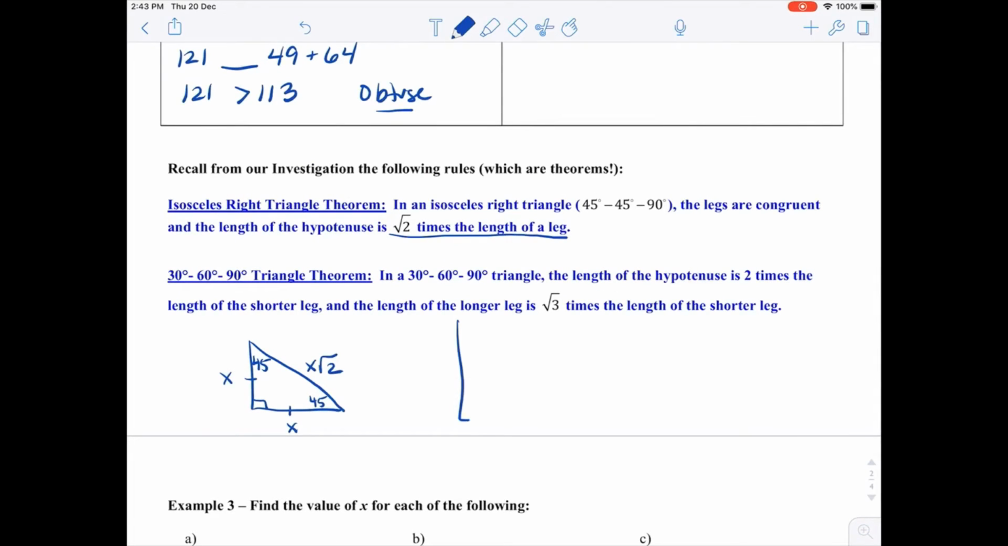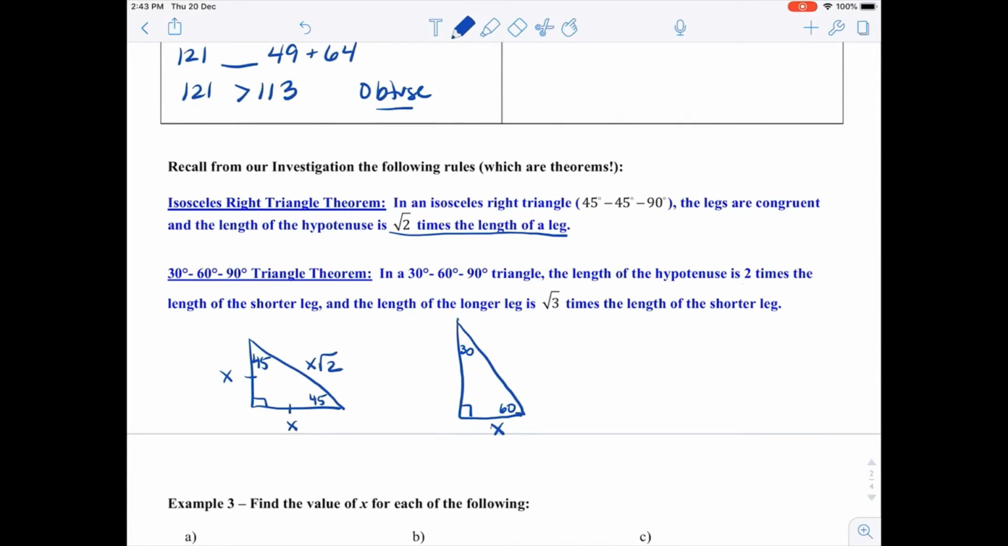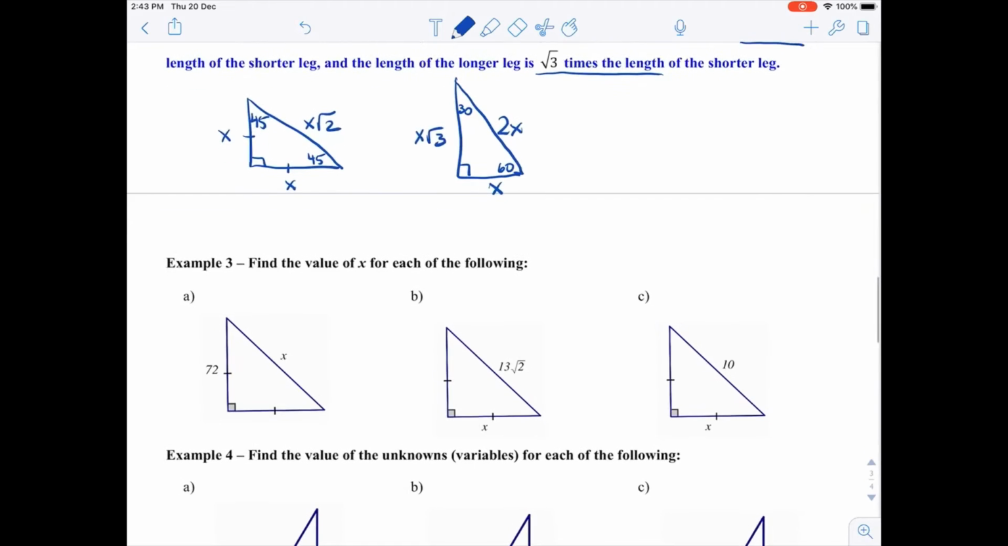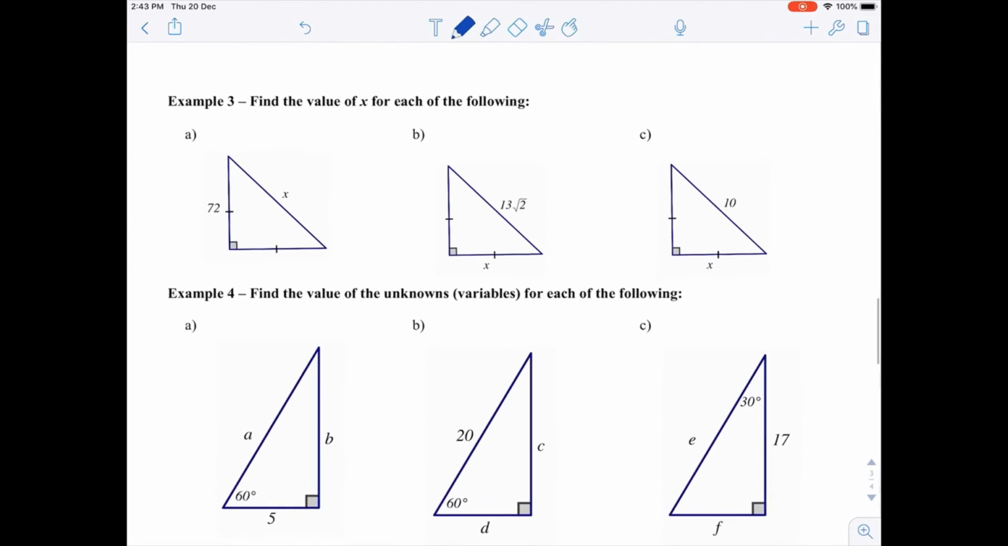And if we look at a 30, 60, 90, if the side opposite the 30 we call x, then we know that the hypotenuse is going to be 2 times that side, so the hypotenuse is 2x, and the longer leg is going to be radical 3 times that side, so x radical 3. So using these rules, let's see if we can find the missing sides of the following triangles.